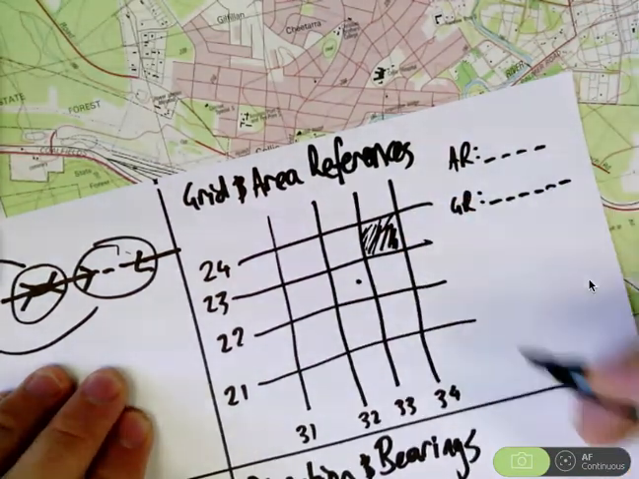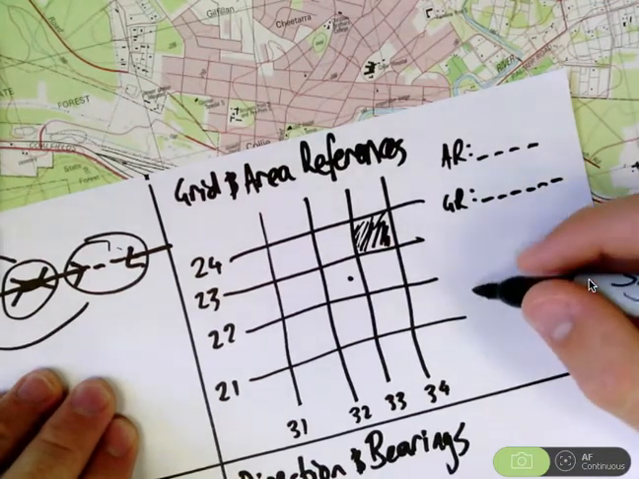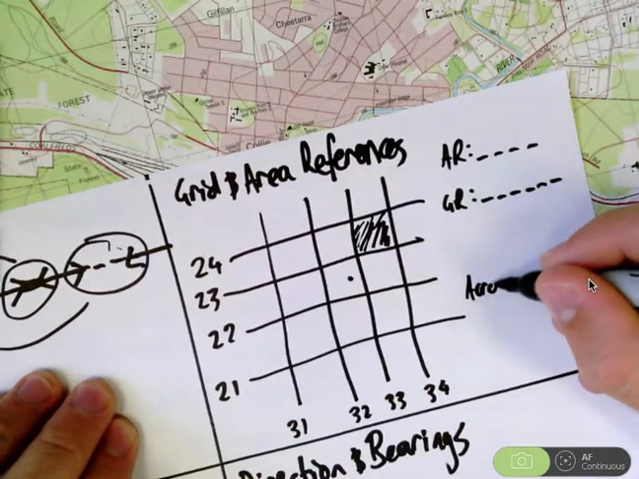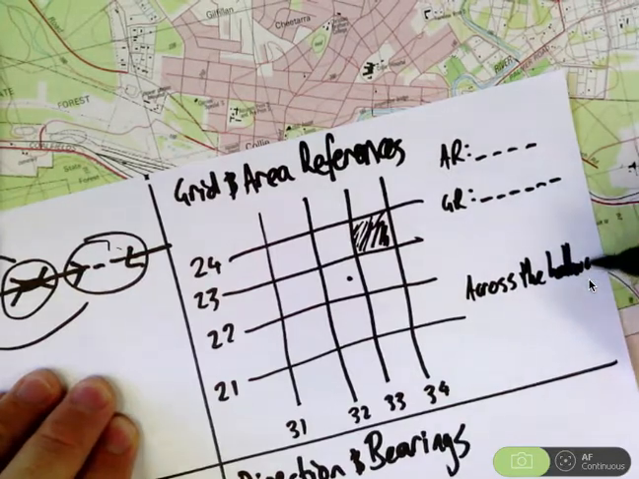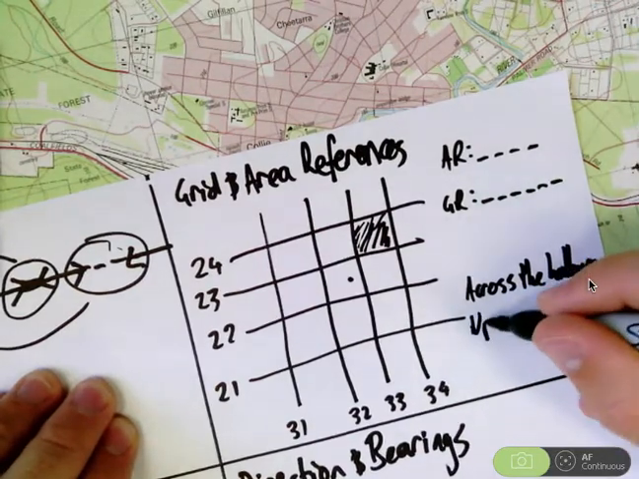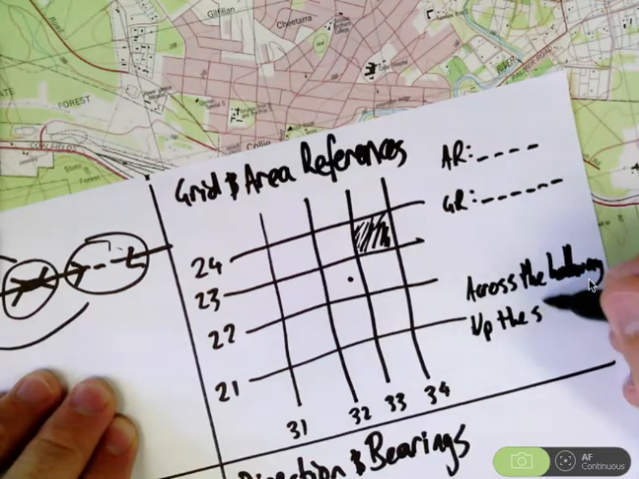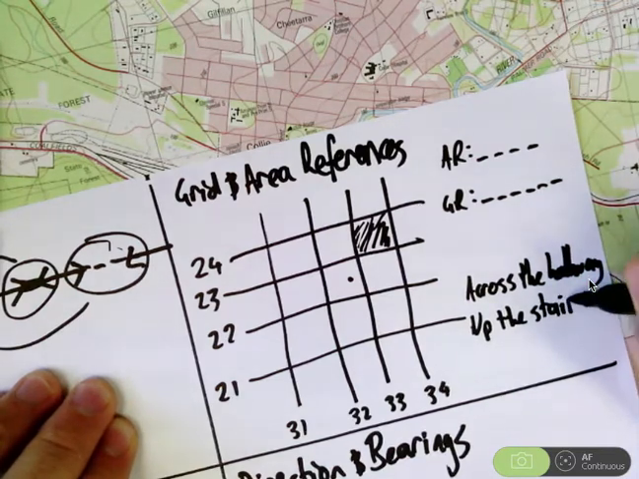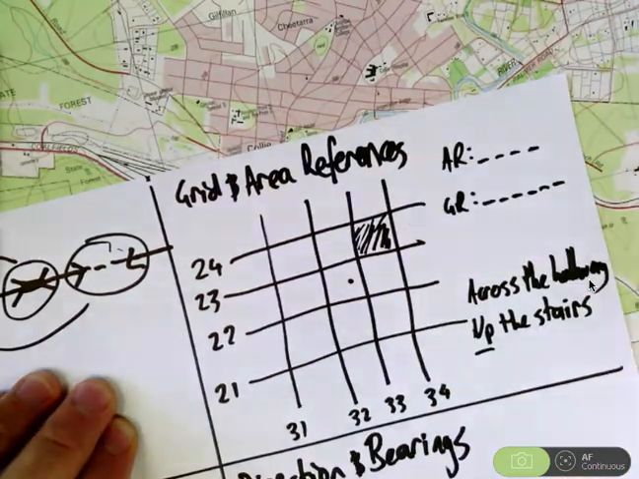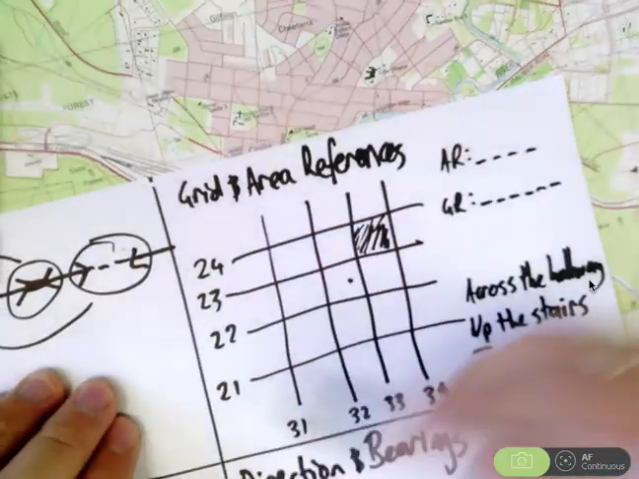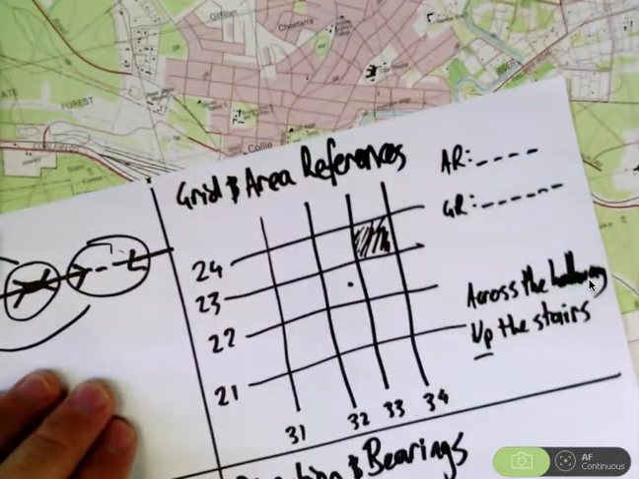Okay, the rhyme that you need to remember is you go across the hallway and up the stairs. Please remember it goes upwards. Common mistake is for people to go downwards. You'll see when you come to it.